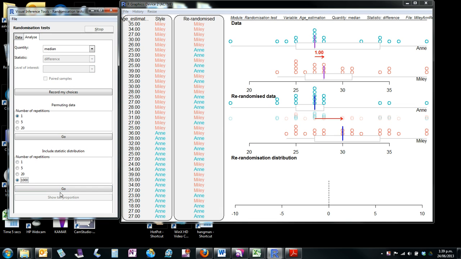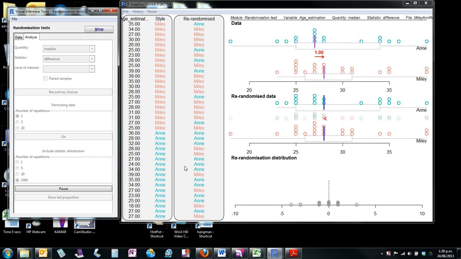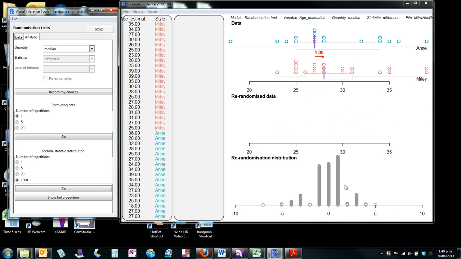So if we repeat this 1,000 times and hit go, each time there's a difference, it's plotting down here, in this plot here, the average distance. So these are filling up because we're getting these average distances. Now, some of the average distances or average differences between the two random ages are negative, and some of them are positive, which puts Anne as the older compared to Miley, and down here for the negative, Anne would be younger compared to Miley.